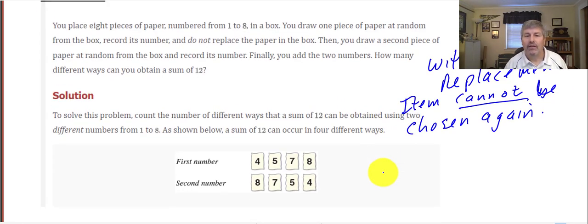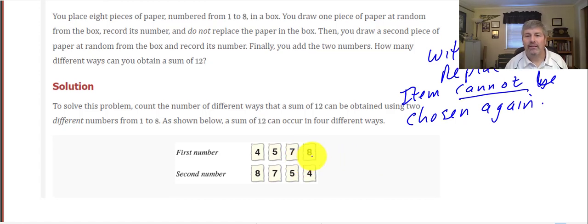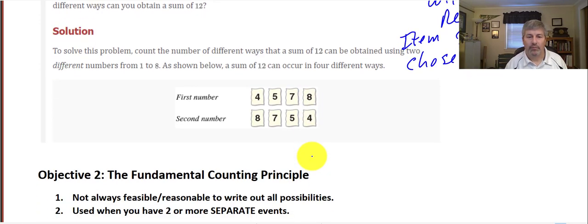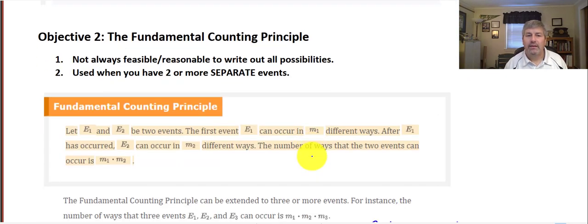As you can see here, now we can only get a sum of 12 4 different ways. So we can't choose 6. It's not one of our options. So that highlights the difference of with replacement and without replacement. And finally, in our next objective, we're going to look at the fundamental counting principle.